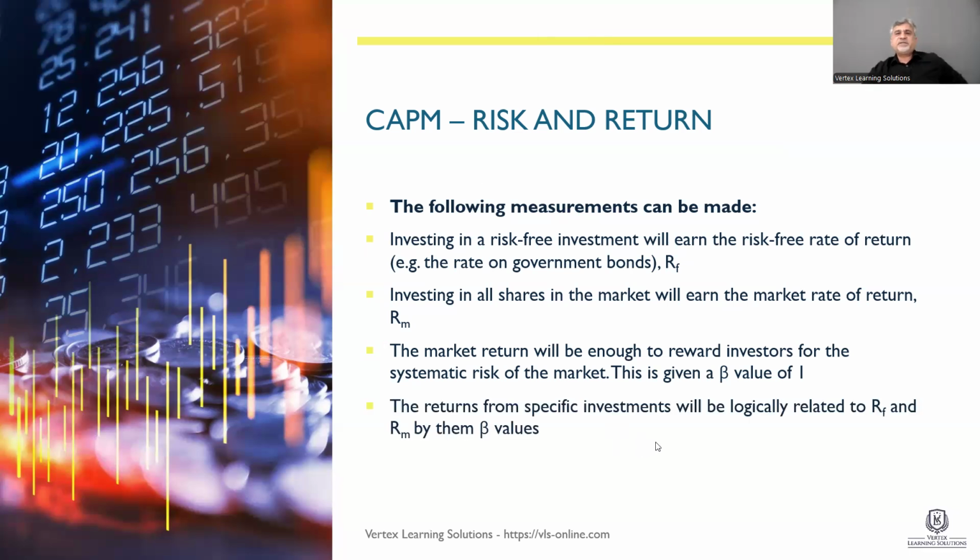The returns from specific investments will be logically related to RF and RM, by their beta value. So RF, the risk-free rate, RM, the market rate, and the beta value. These are the 3 variables which will decide. Okay, what is the risk-free rate, which I mean RF. On top of that, there is the risk which I'm taking, and for that risk, I need some premium.